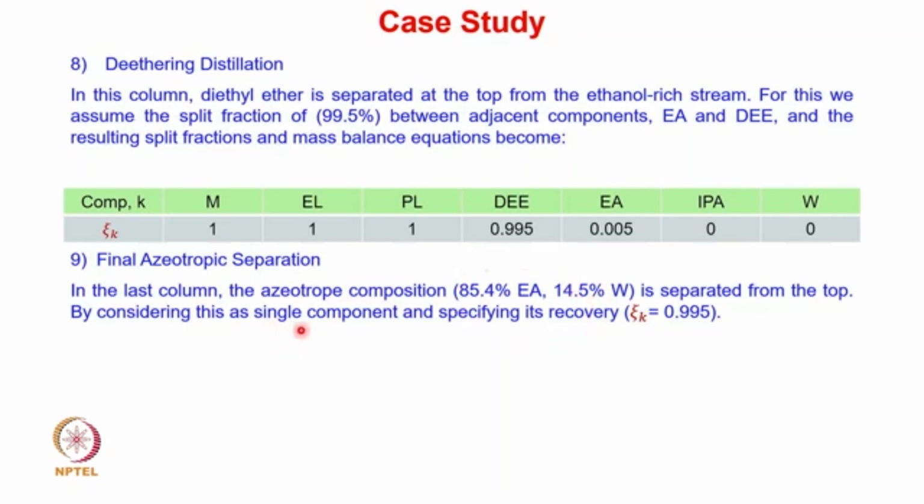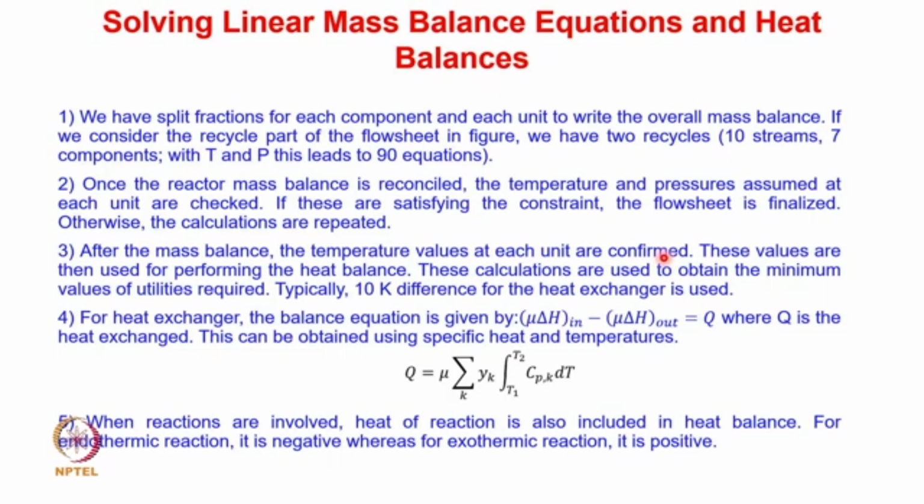And based on that we can again find out the recovery. So in this case recovery we can assume to be 0.995, and based on these calculations we can even calculate how many stages are required in both these columns. So once this entire mass balance study is performed, you can see that there are around 10 streams. There are 7 components, and there are 2 recycles.